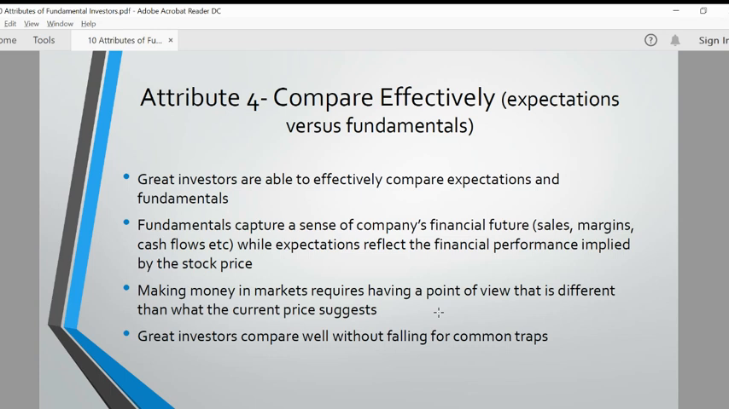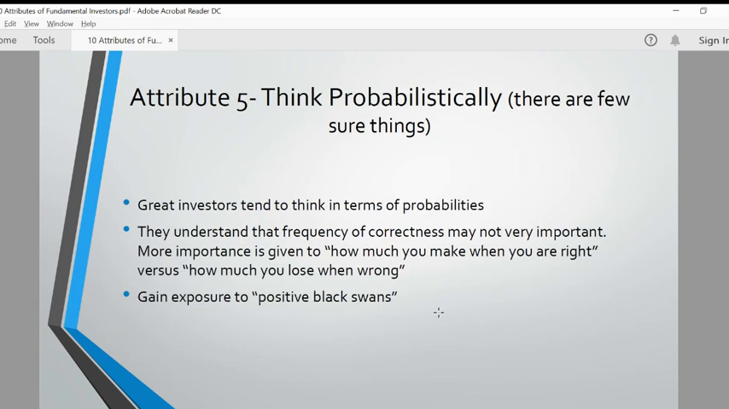So, moving on to attribute number 5, think probabilistically. There are few sure things. This chapter is about the importance of thinking in terms of probability. Great investors understand that frequency of correctness may not be that important. More importance is given to how much you make when you are right versus how much you lose when you are wrong. This particular attribute has a lot more covered in the paper, which is very interesting, in fact.